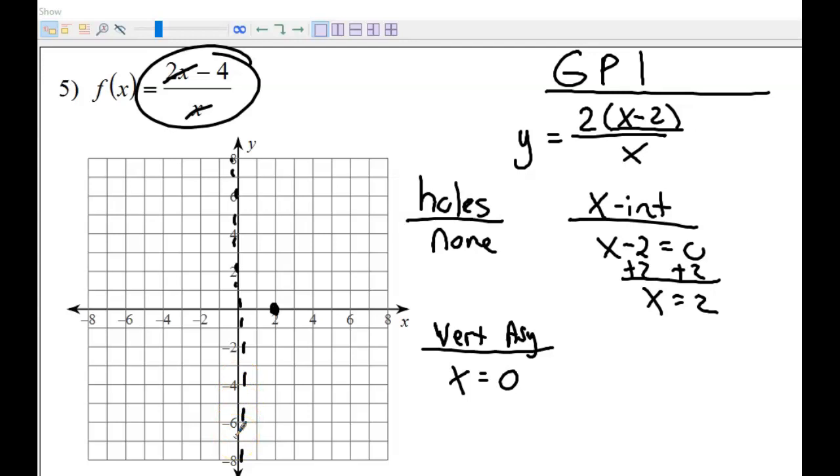The horizontal asymptote would be at 2. That's from Monday's lesson. So if you don't remember that, we'll chat more about that. But there's the graph. Okay.